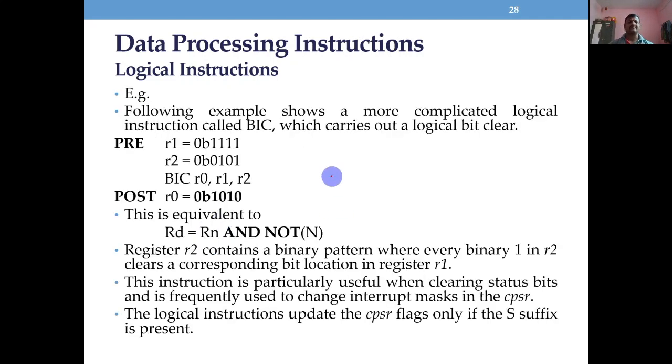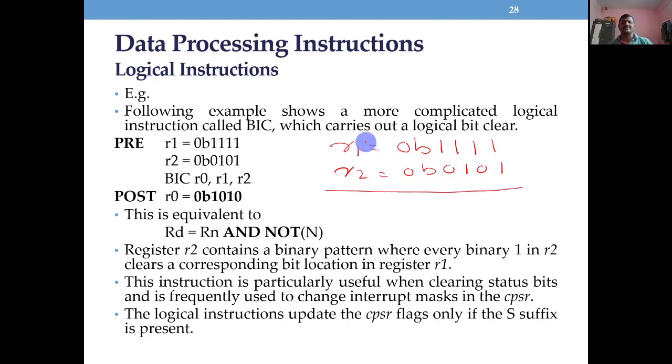Now here bit clear, BIC. Carefully observe these initial contents of R0. B indicates I am working with a binary number. Some compilers use 2_11111, where 2_ means a binary number. Some compilers use it, or in your Keil compiler lab experiment you are using 2_. R2 is 0101. Now these two, bit clear.